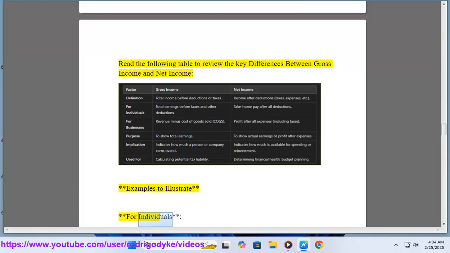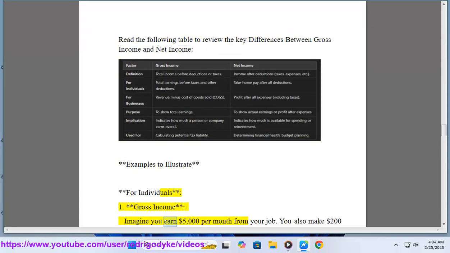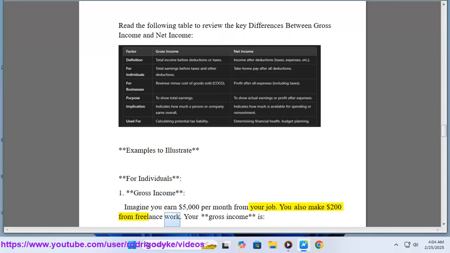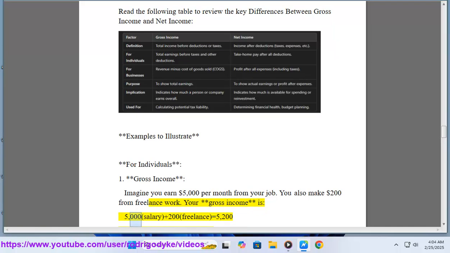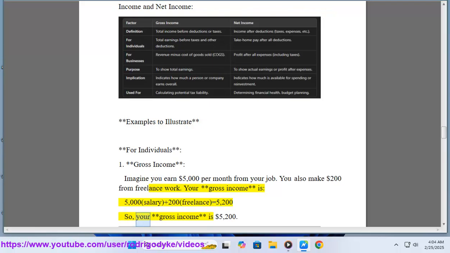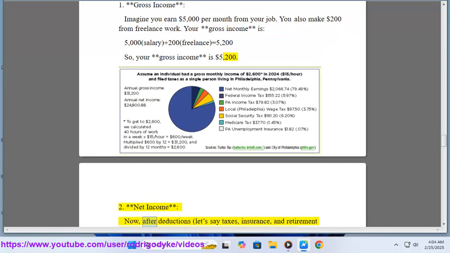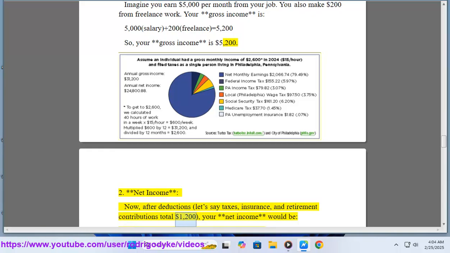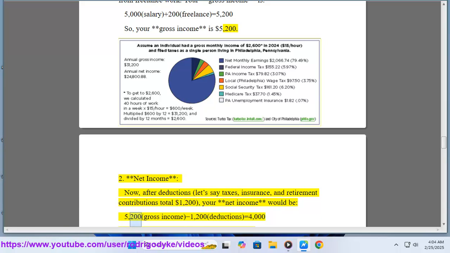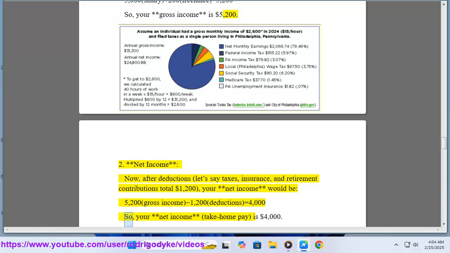Examples to illustrate for individuals. 1. Gross income. Imagine you earn $5,000 per month from your job. You also make $200 from freelance work. Your gross income is 5,000, salary, plus 200, freelance, equals 5,200, so your gross income is $5,200. 2. Net income. Now, after deductions, let's say taxes, insurance, and retirement contributions total $1,200, your net income would be 5,200, gross income, minus 1,200, deductions, equals 4,000, so your net income, take-home pay, is $4,000.